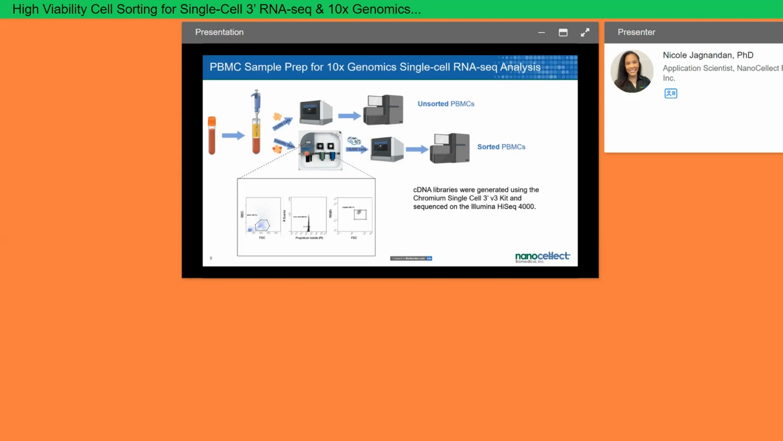We then sorted for the viable PBMC population by gating out debris and dead cells using a viability dye, and doublets. We then took 10,000 of these WIF sorted cells and loaded these into the Chromium. This was our sorted sample. Both of these samples were then sequenced through the Illumina HiSeq 4000 and ran through the Cell Ranger pipeline with the help of the UCSD Genomics core.